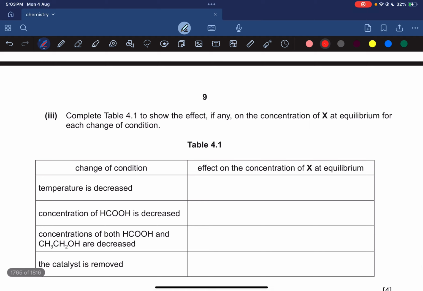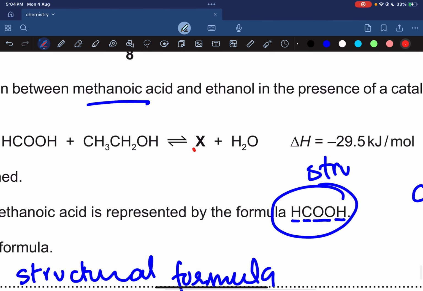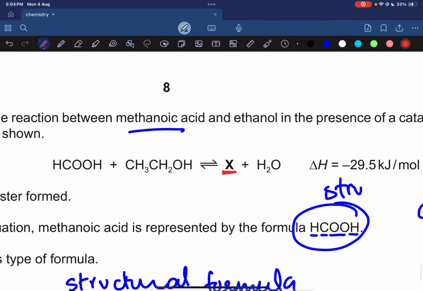Complete table 4.1 to show the effect, if any, on the concentration of X at equilibrium for each condition. X is your ester. Because it's a reversible reaction, you have to tell what will happen to the amount of X if we change the condition. Temperature is decreased. So this is what we are concerned about. First let's just draw what we know.